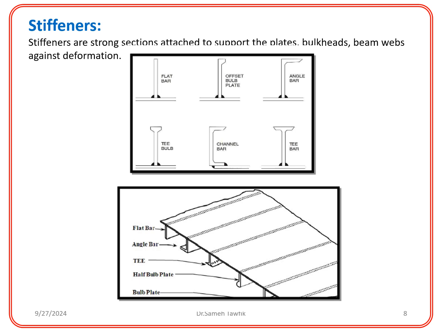The choice of stiffener type depends on the specific requirements of the structural element being supported. By carefully selecting and placing stiffeners, engineers can ensure that the ship's structure is strong enough to withstand the forces it will encounter at sea.